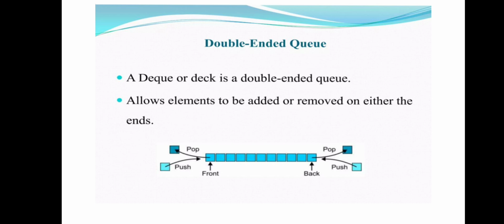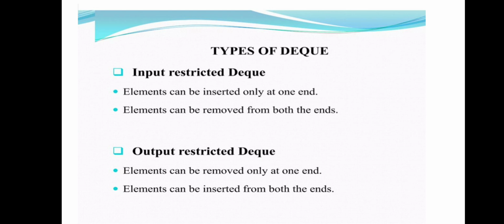First of all, what is a double-ended queue? A double-ended queue allows elements to be added or removed on either of the ends. That means inserting at front and inserting at rear, deleting at front and deleting at rear positions. We have two types of deques: input restricted deque and output restricted deque.